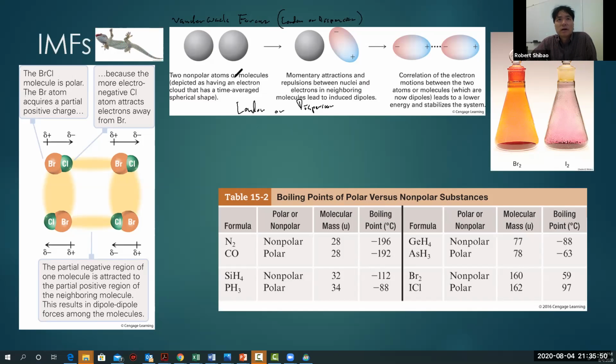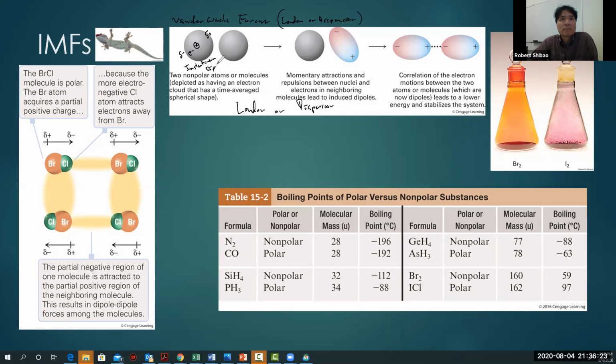If we have two nonpolar atoms or molecules, this is time averaged. Let's look at hydrogen as an example. Hydrogen has a proton and an electron. Let's say the electron were on the left side. That means this is delta plus over here, and this is delta minus. But on average, this electron is going to move to the other side. This is what we call an instantaneous dipole. An instantaneous dipole only happens for one instant of time.